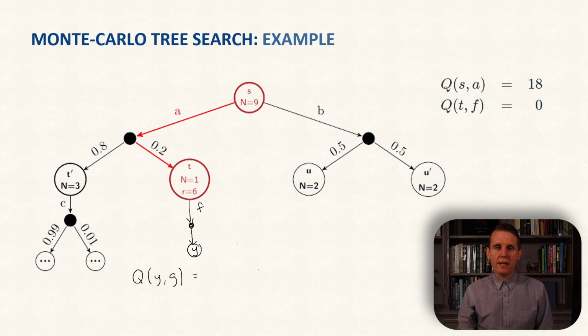In this case here, we need to calculate the average reward we've received every time we've played action G in state Y. We've only done this once, so we can just calculate what the reward is. Now, if you recall, the reward we received at the end of our simulation was 31.25.